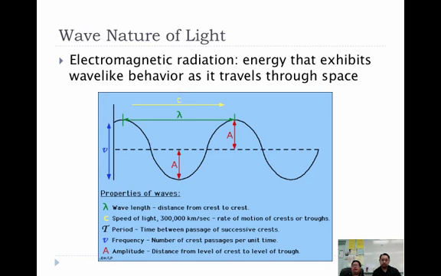So if we're looking at light before we look at electrons, the thing you have to know about light is that it has some wave-like properties. Light is not the only kind of energy that has wave properties. Light is part of a larger spectrum known as the electromagnetic radiation spectrum. So basically, all kinds of energy exhibit this wave-like behavior as they travel through space. So it's not just visible light, but things like radio waves, which we'll get to in a second. So let's first identify what the components of a wave are.